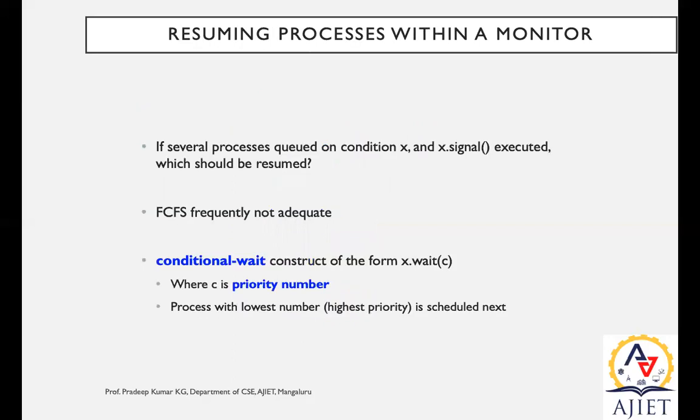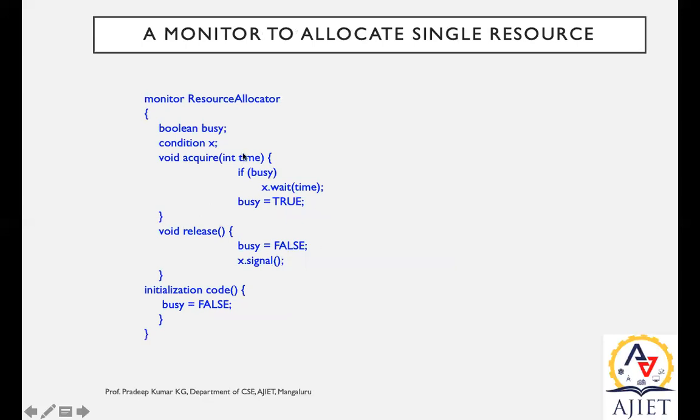Now, whenever we resume the processes within a monitor, we may make use of different scheduling algorithms like FCFS or others. But in general, FCFS, first come first serve, is frequently not adequate. We may make use of conditional wait instead of FCFS. After providing different priorities for each of the processes, we can maintain a priority number along with the process ID. The process with the lowest number, that is the highest priority, is scheduled next. By keeping this in mind, we can go with the conditional wait for the processes within the monitors.